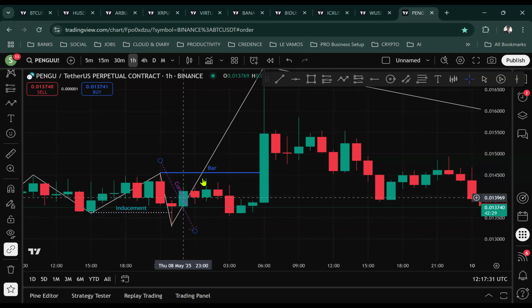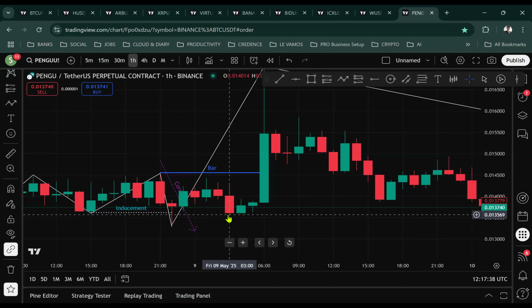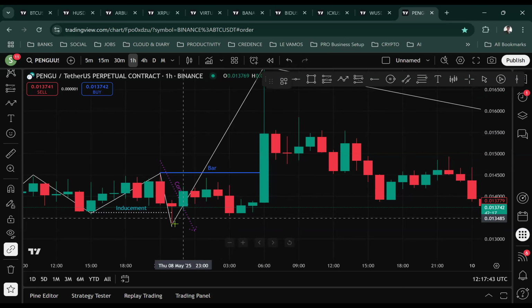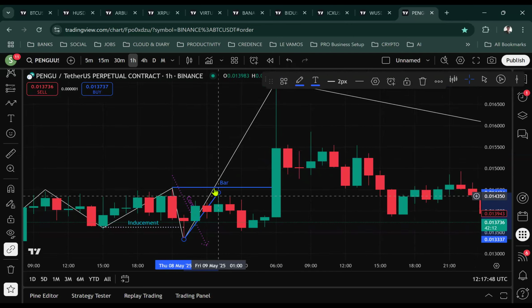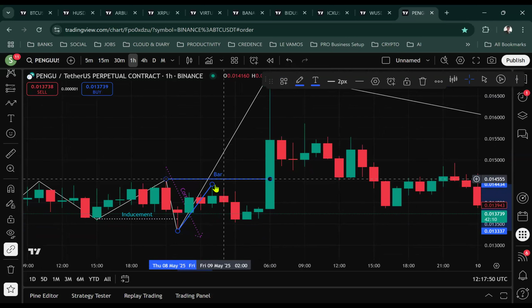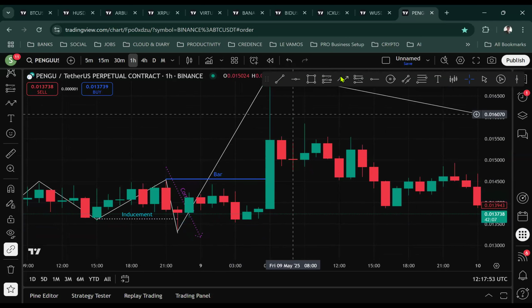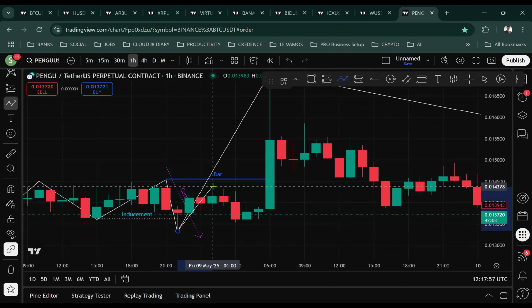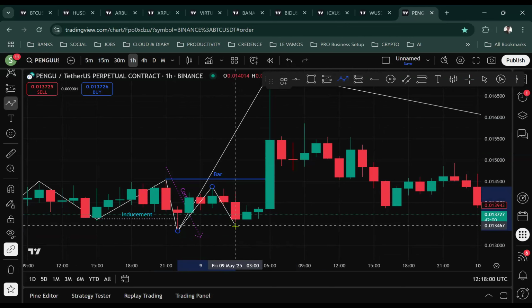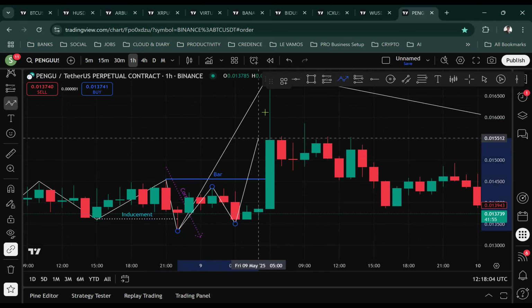For example, from here, this is the highest point. This is the correction. Sorry, this is not the correction. This is a valid pullback. Maybe you mean like this? Yes. One second. You mean like this? Exactly, yes. So this is a new impulsive move.